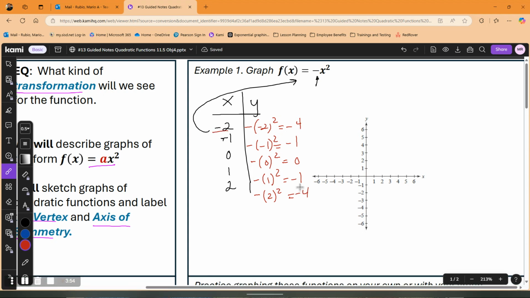So these are your coordinate points: negative 2, negative 4; negative 1, negative 1; 0, 0; 1, negative 1; and 2, negative 4. So you're starting to see what it means when we say they flip. It's still the function x squared, except every point on the graph flipped over to the negative side. That's it. It's a super simple concept.